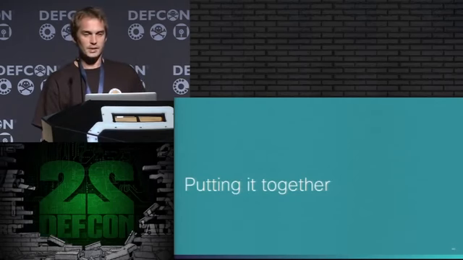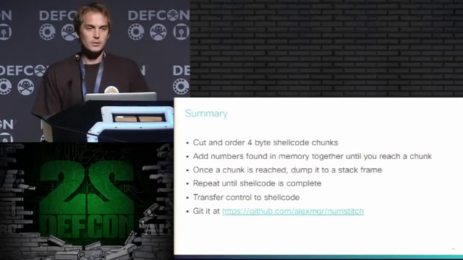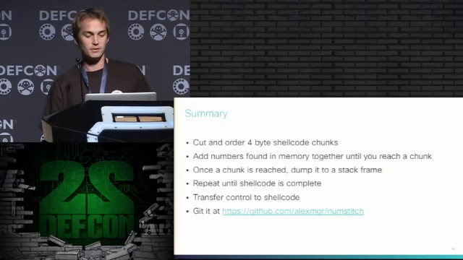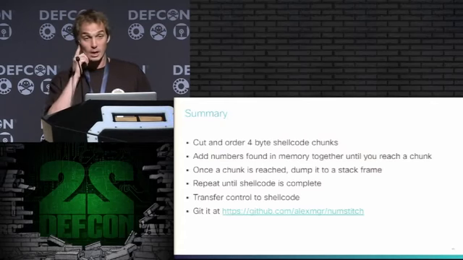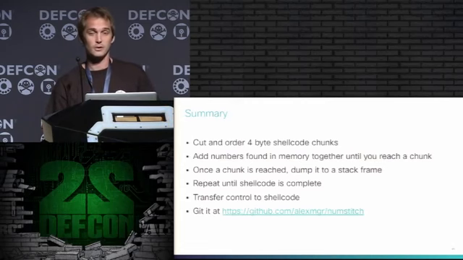Okay, so if I put all this together, you take your shellcode, you cut it, you order it, and you take the deltas. You look for numbers in memory, and you add them together until you reach the value of a chunk, right? So here it means you've reached the value of your shellcode. Once that chunk is reached, you just dump it onto a stack frame you control. And you repeat that until the shellcode is complete, and in the end, you just transfer control over to your shellcode.